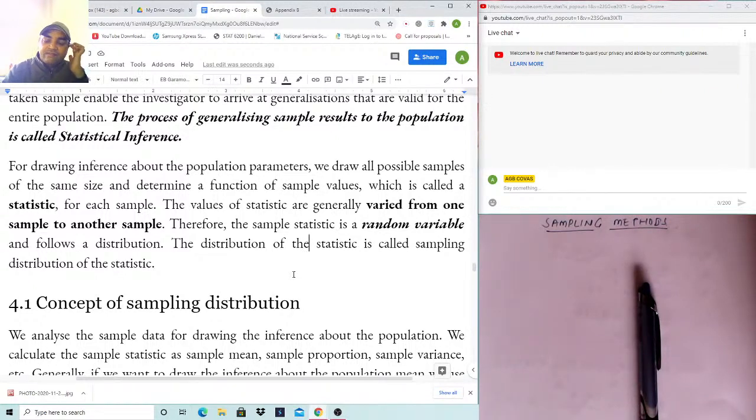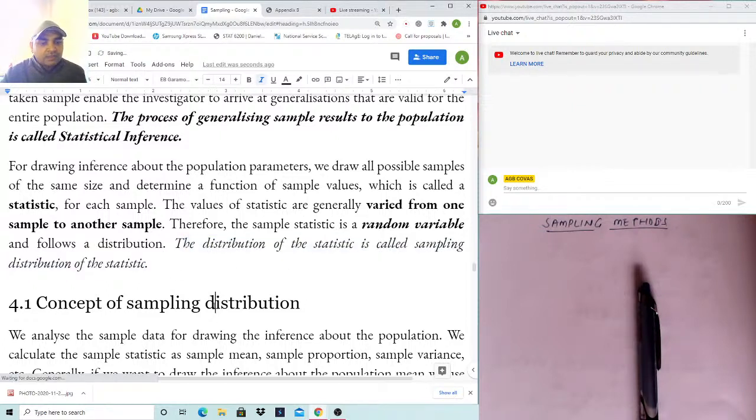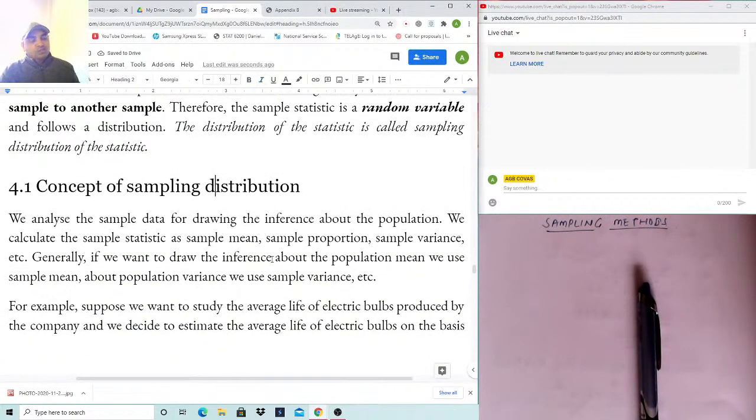Because every time you take a sample, you take out the mean, then another sample, then the mean, another sample from the population, then the mean. So these means will be random variables. And because they depend on chance, these random variables will follow a distribution. This distribution is known as the sampling distribution. So that is the concept of sampling distribution. Now we will try to understand how this sampling distribution works.